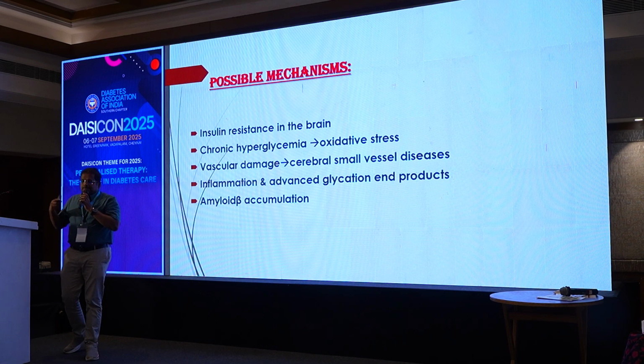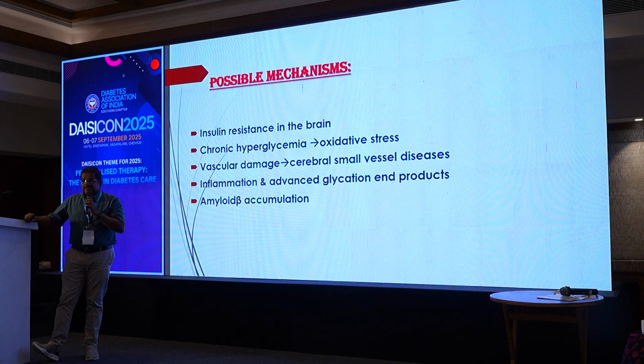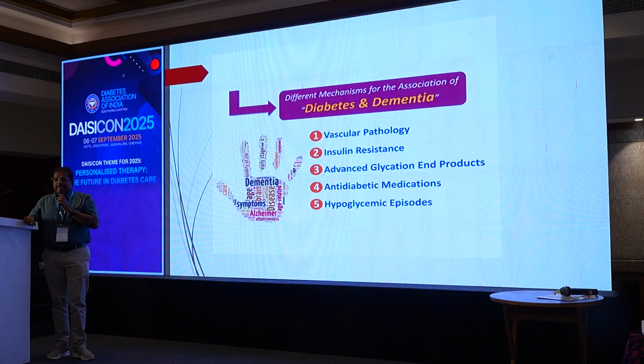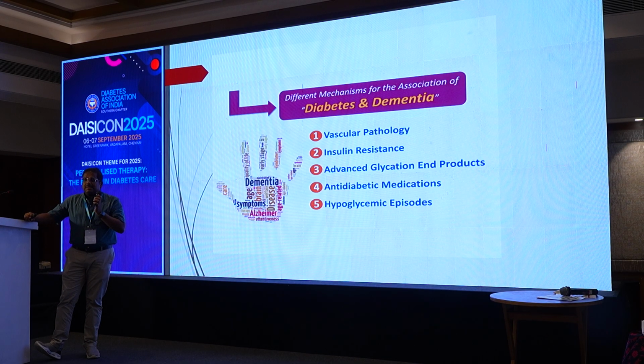The other possible mechanisms apart from insulin resistance: chronic hyperglycemia also causes oxidative stress and vascular damage, including microangiopathy, which causes dementia. Inflammation and deposition of advanced glycation end products also cause the progression of dementia. Amyloid beta accumulation in type 2 diabetic patients also increases the risk of dementia in the elderly as well as in diabetic patients. So these are the different mechanisms of association of diabetes and dementia.